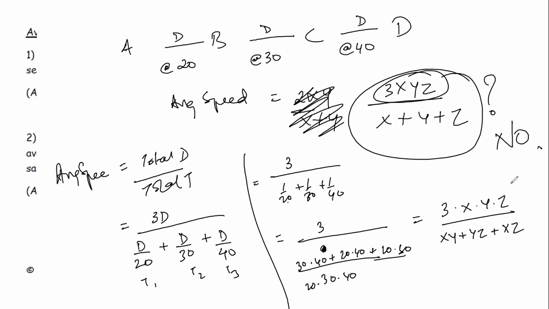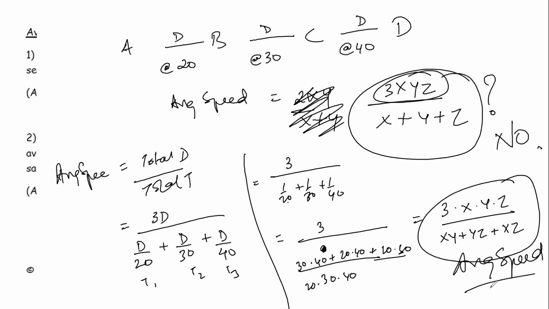Are you with me, guys? So this is the formula for the average speed for A to B to C to D. Okay. So do not generalize it just because it's 3xyz upon x plus y plus z. Always logically derive it.